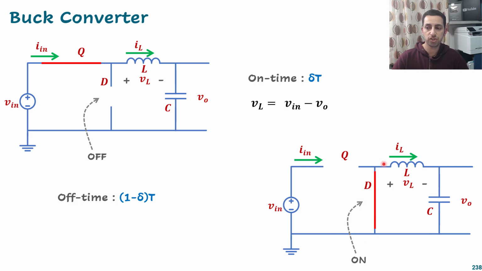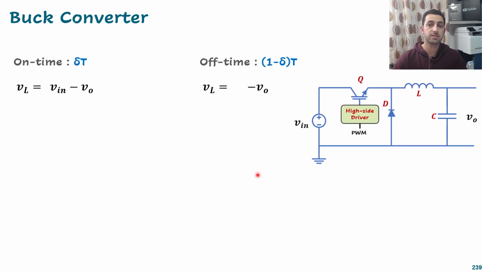Okay, so the voltage here is 0, and what is the voltage at the other node? The voltage is still V output. So now the voltage across the inductor, VL, is 0 minus V out, and this is what we have here. Okay, now we got the VL in the on time and VL at the off time. How are we going to combine them? I think the answer is by taking the average voltage.